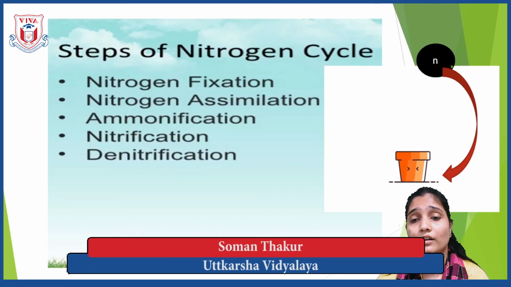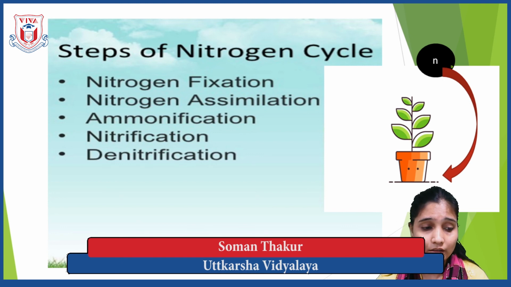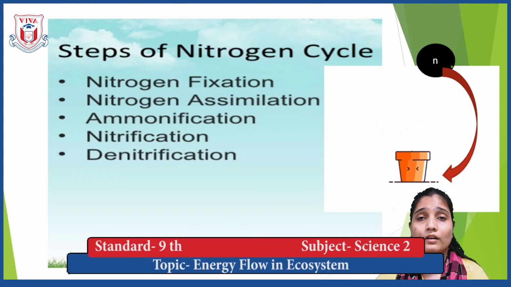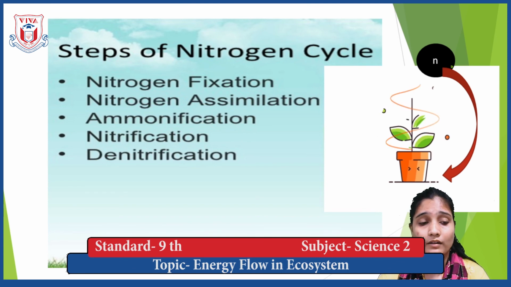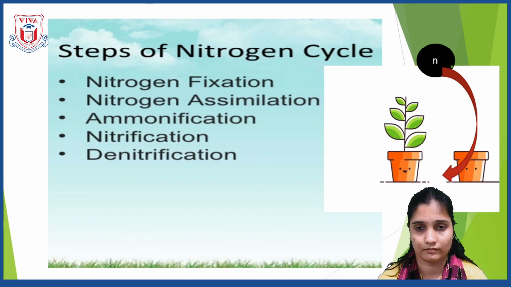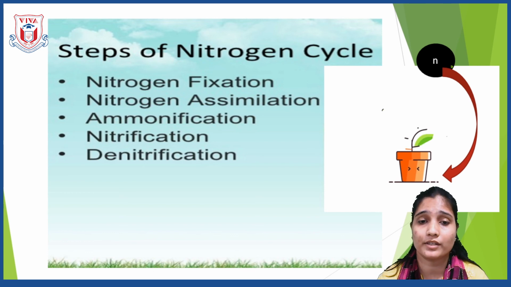Plants cannot trap atmospheric nitrogen. Thus, with the help of rhizobium bacteria present in the root nodules of leguminous plants, atmospheric nitrogen is converted into a usable form like ammonia. There are mainly 5 steps of the nitrogen cycle.